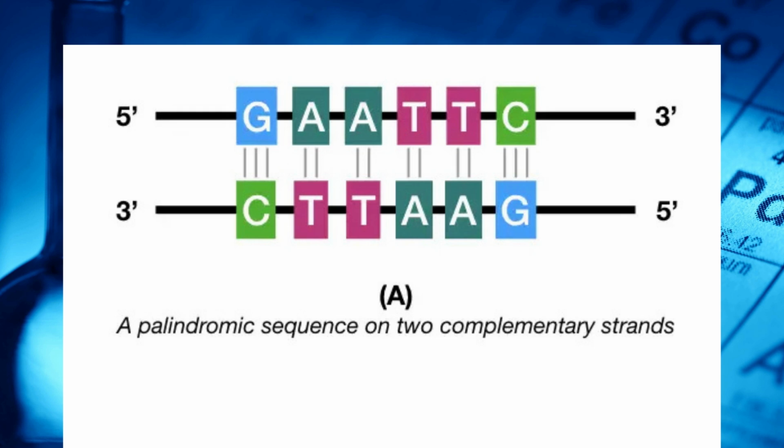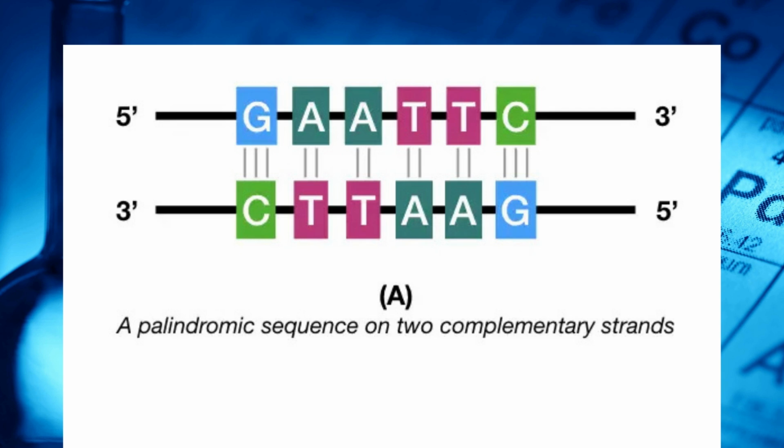Lastly but not the least, we'll talk about palindromic sequence. The palindromic sequence is a DNA or RNA sequence that reads the same forwards and backwards on complementary strands in the 5 to 3 prime direction. Let's take, for instance, a strand which is written as GAATTC. The complementary base pair is going to have CTTAAG.